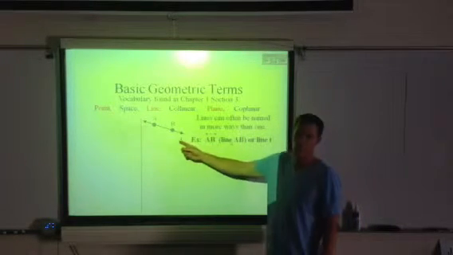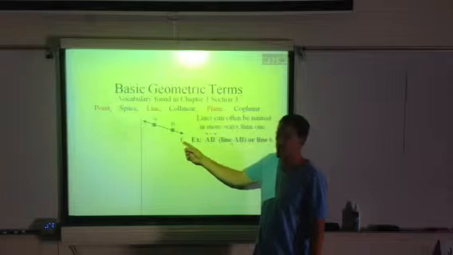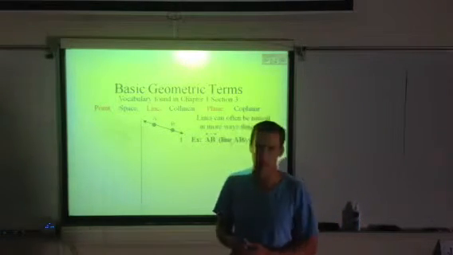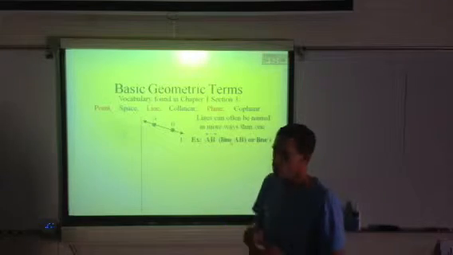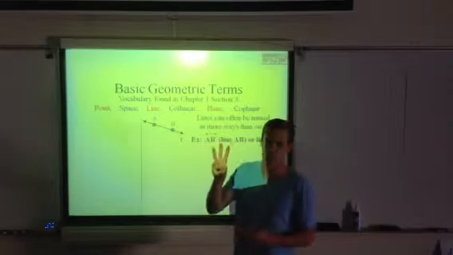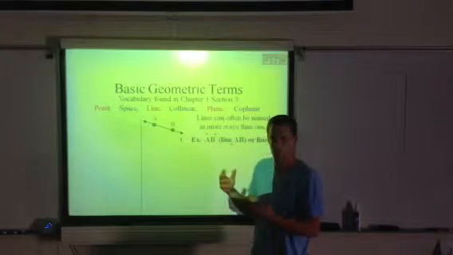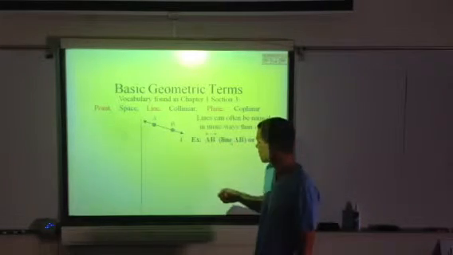Or we could call it line T. T is a lowercase letter that is at the end of one of the arrows. This is the only way that we name lines with 1 letter. We do not name lines with 3 letters, line ABC, just 2. And we'll learn a little bit more about why later.